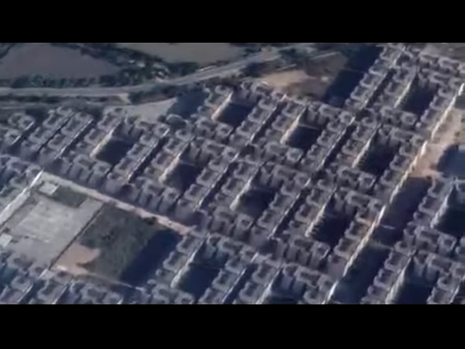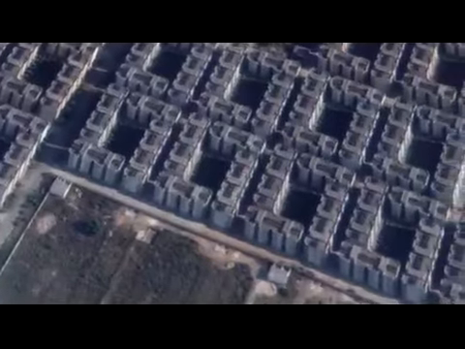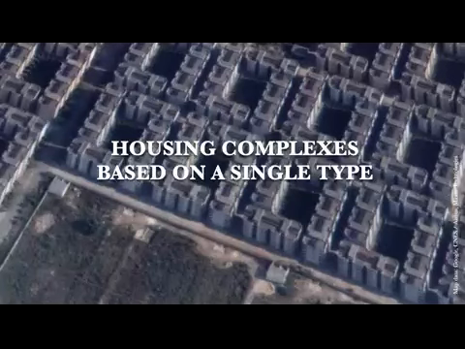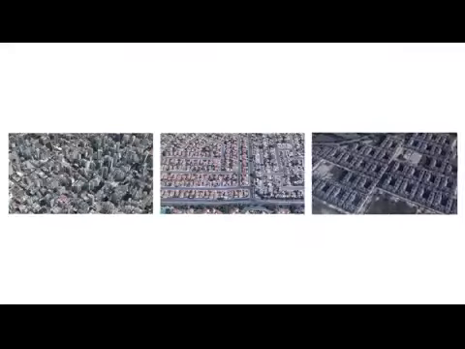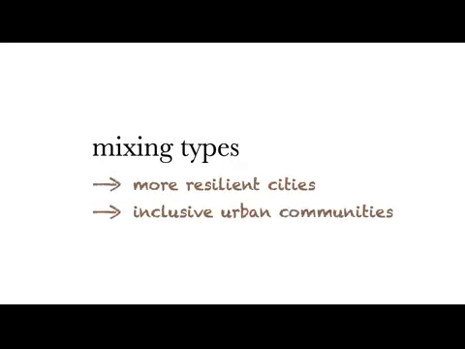In some historical moments, public and private developers that were focused on efficient production of mass housing created housing complexes based on a single type. In many cases, however, using a one-size-fits-all approach resulted in many social problems, which eventually created stigmatized urban communities. Considering this, in this module, we will discuss how mixing different housing types can enable the development of more resilient cities and inclusive urban communities.